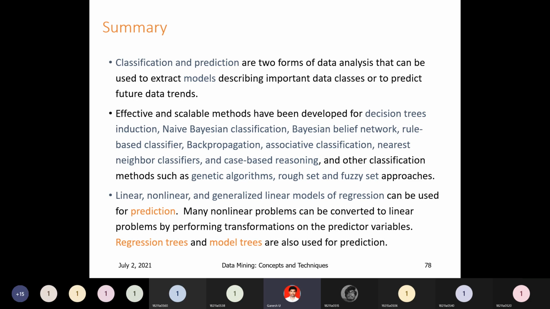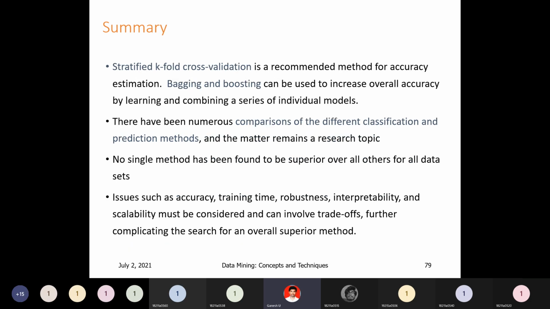We have also seen k-fold cross validation, the recommended method for accuracy estimation. Bagging and boosting can be used to increase overall accuracy by learning and combining a series of individual models. We have seen how in bagging you combine the different models, take the average, and apply it to a test set. In boosting, for every model you analyze it and that knowledge is applied to the next model. Like that, it is a continuous improvement of the models.